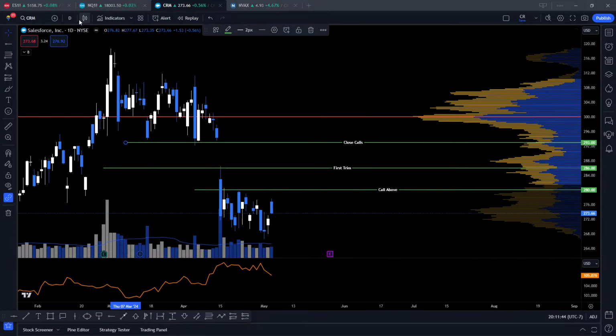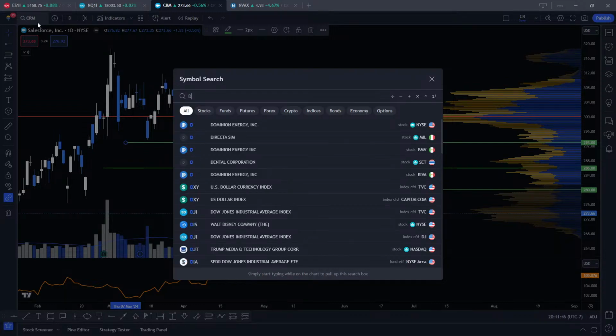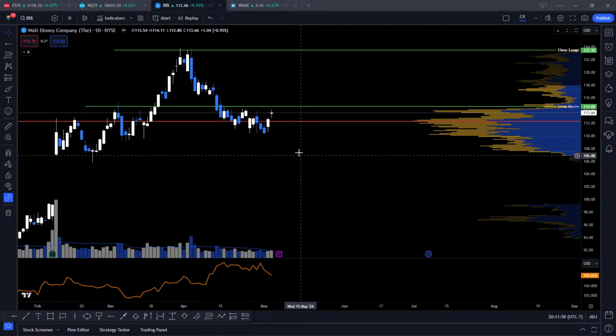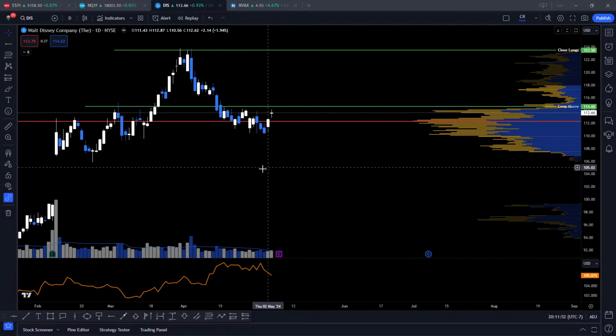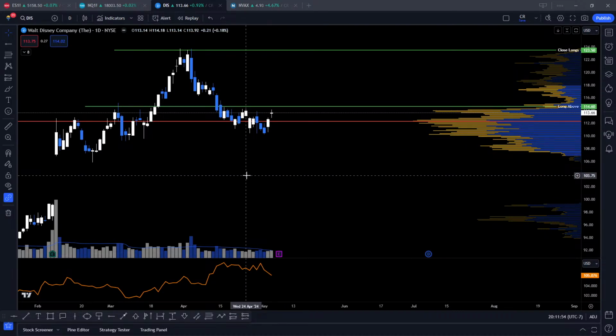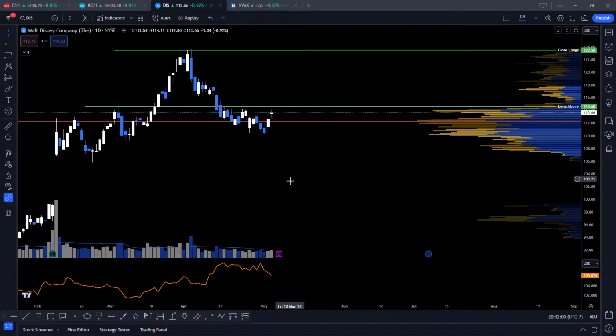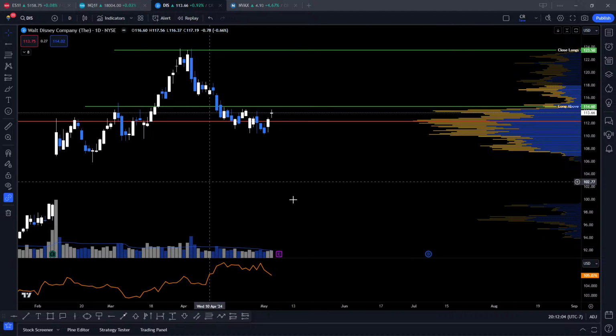Next play that I'm looking at is going to be Disney. And on this, I'm looking to go long over 114.60. This will be a swing trade. I would take at least a month out if you're looking for the entire move. My price target is going to be 123.50.